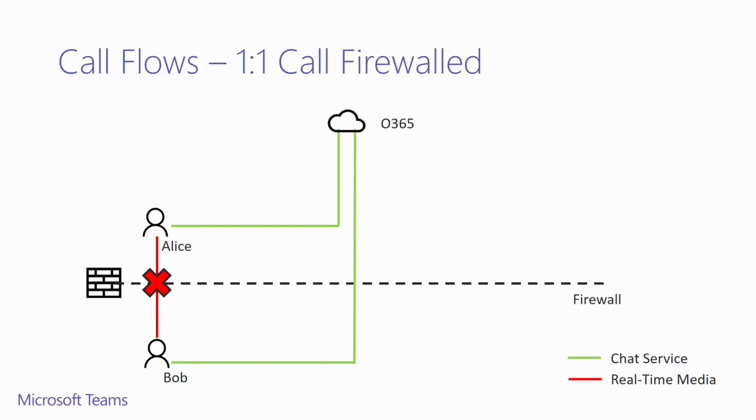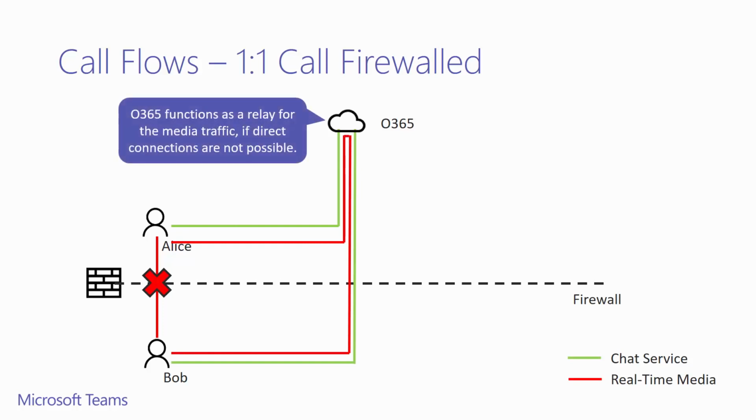As you see, direct connections are blocked. This could be a company firewall or a firewall specific to where Bob or Alice are. This is where we will use Office 365 as a media relay. Alice will establish a connection to Office 365, and Bob will also establish a connection to Office 365 for this particular session. The media relay will proxy any real-time media to the relay and relay it to the other user.